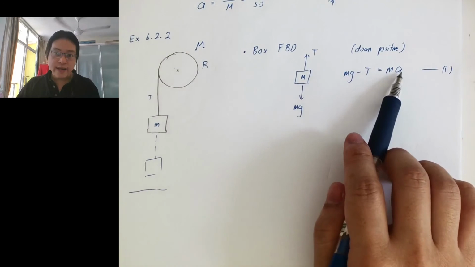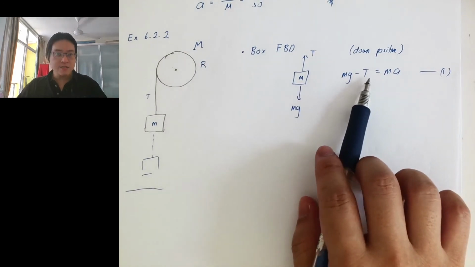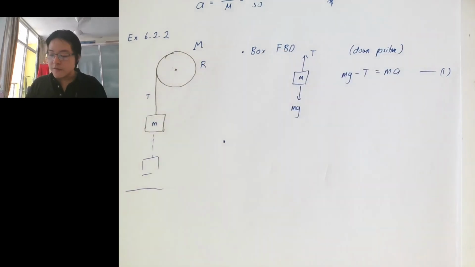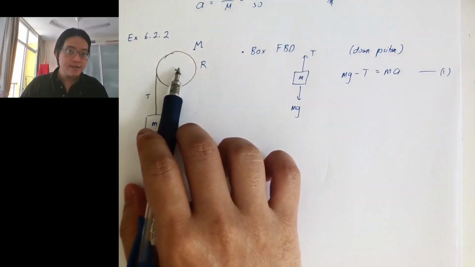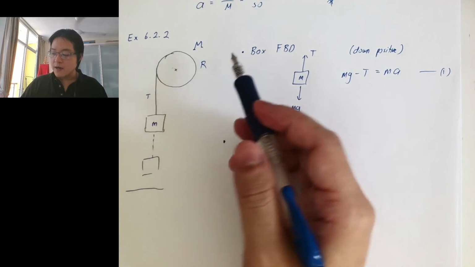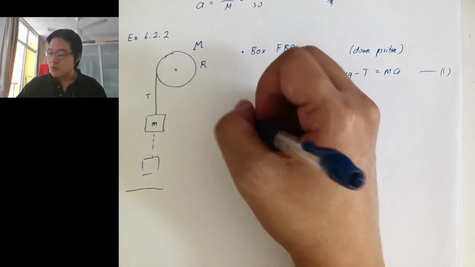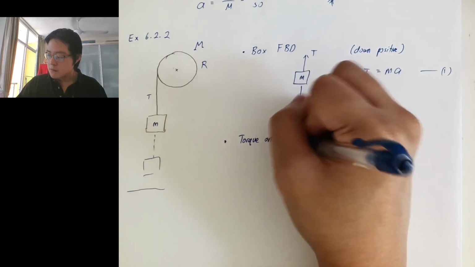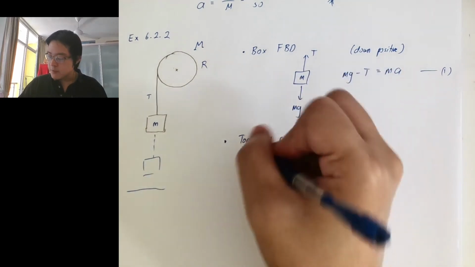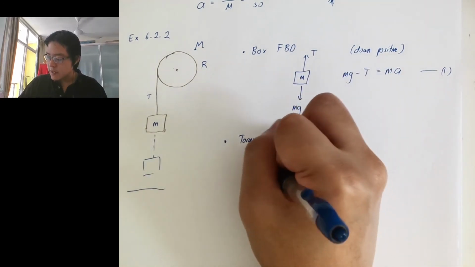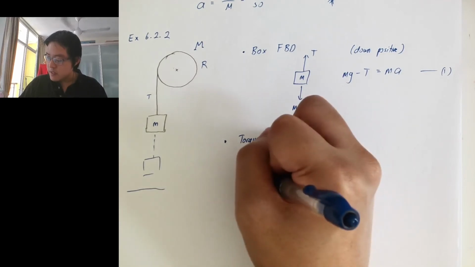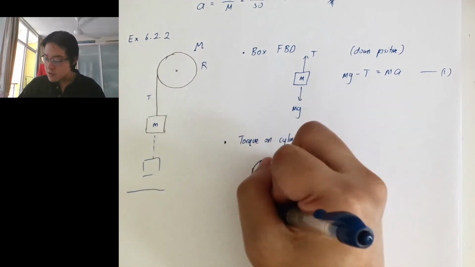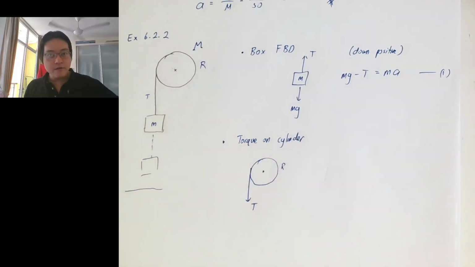I don't know the acceleration, and I don't know T. The question asks us to find both, so there are two unknowns. I need a second equation. For the second equation, let's look at the cylinder. Now we look at the rotational motion, so let's look at the torque on the cylinder. What's happening with the cylinder? It is a cylinder of radius r, attached to a cable that is unwinding, so there is a tension T coming over here.